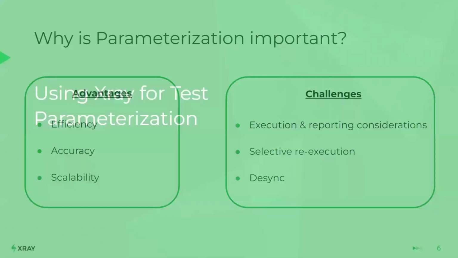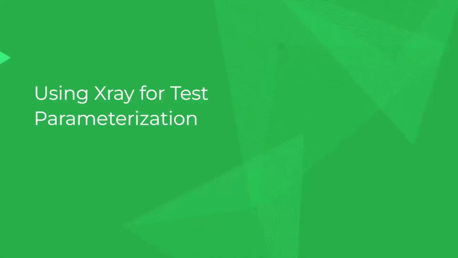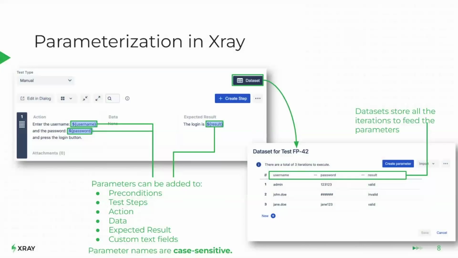So how do we make parameterization happen in Xray? First, let's talk about the script editing. Parameter syntax can be added in these different spots throughout the script, providing the flexibility needed for more complex and conditional flows. Parameter names are case sensitive, have a maximum of 64 characters, must start with a letter or underscore, and have certain other restrictions that you can check in the documentation.